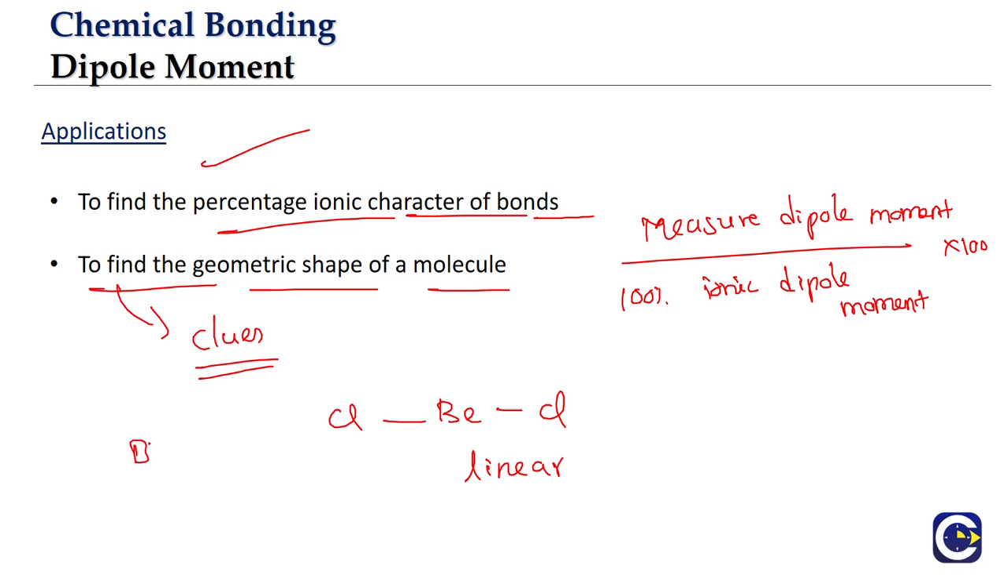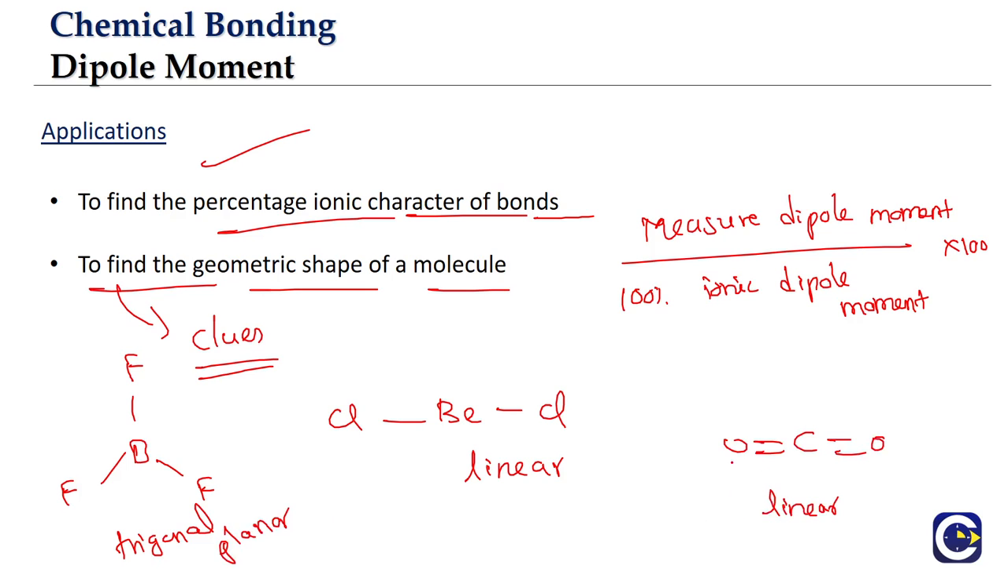Okay, when we see BF3 or BCl3 has net dipole moment 0, we expect that the arrangement will be what? It will be trigonal planar. When you see CO2, the dipole moment is 0, so again the arrangement must be what? Linear, like that. So it will be able to give us some clue on what the shapes of these molecules will be. Okay, so these are the applications of the dipole moment.